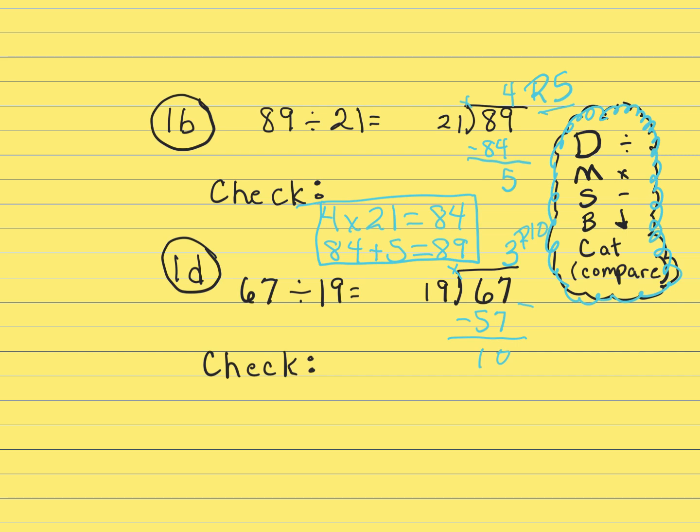Now, I'm going to go over here and check. First, I do my multiplication here, 3 times 19, and I should get 57, just like in my long division problem. And then I'm going to take 57 here, and I'm going to add in my remainder, 10. And then I get 67, which is my dividend. So this is the way that we check these problems.